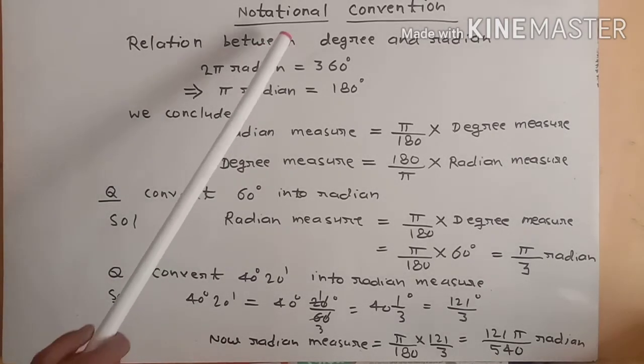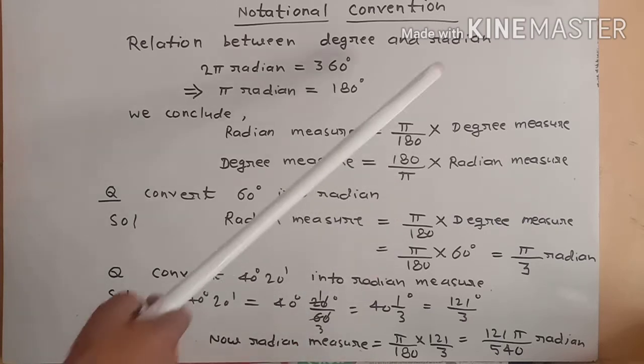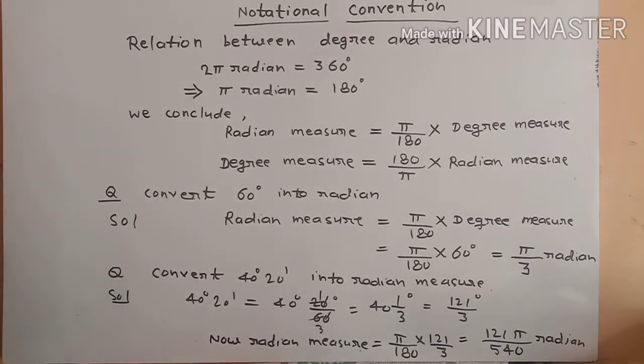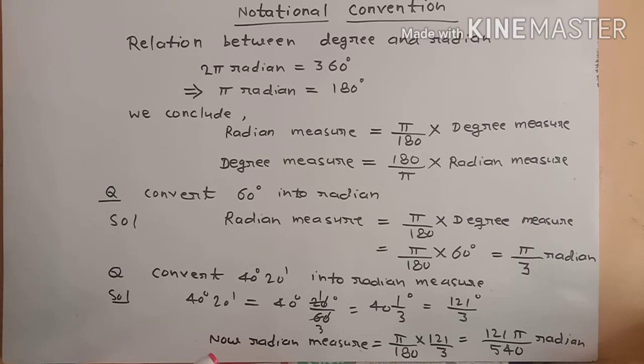So today's topic is notational convention, in which you will learn how to convert degree measure into radian, and vice versa, how to convert radian measure into degree. So first we will come to the point: what is the relation between degree and radian?